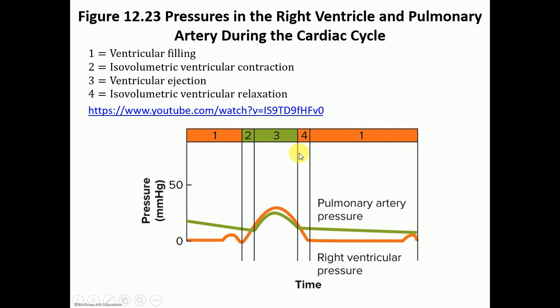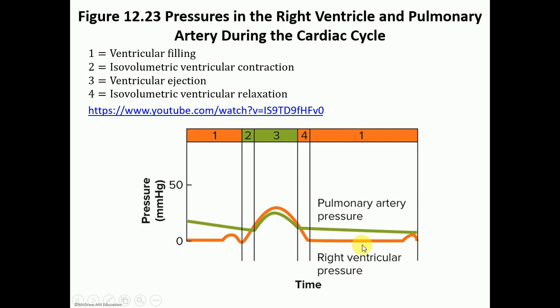And then stage 4, which is isovolumetric relaxation, where the ventricles start to relax and all of the valves shut down. So you'll see the pressure going down in the ventricles. Same thing with the pulmonary artery. The blood that was just pushed into it from the right ventricle is going to be moving further into the lungs. Okay, so it's going to be emptying gradually, and you can see that gradual decrease in pressure until we reach the isovolumetric ventricular relaxation, number 1.